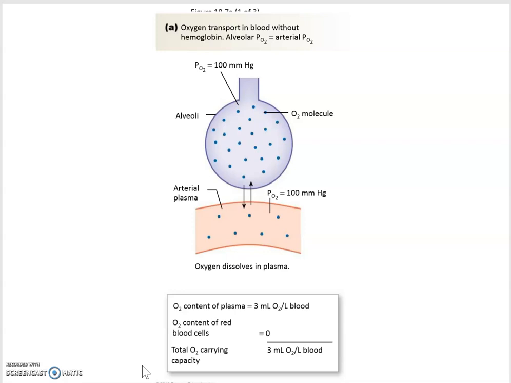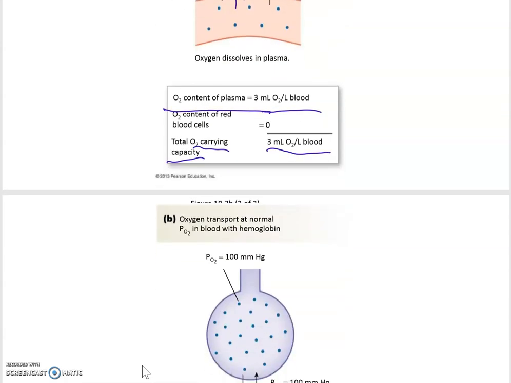If we have an oxygen concentration in the alveoli of 100 millimeters of mercury, so a partial pressure of oxygen of 100 millimeters of mercury, and we allow the oxygen gas just to diffuse into the blood, and there's no hemoglobin here, let's just assume that, then we would end up with an oxygen content of the plasma of 3 milliliters of oxygen per liter of blood, and that is just simply not enough. So the carrying capacity of plasma without any hemoglobin is only 3 milliliters of oxygen per liter of blood, and that is not good enough.